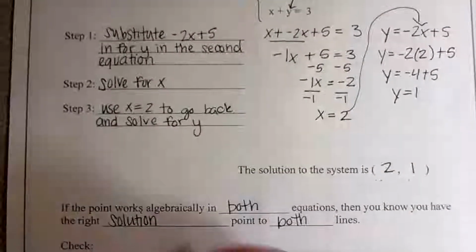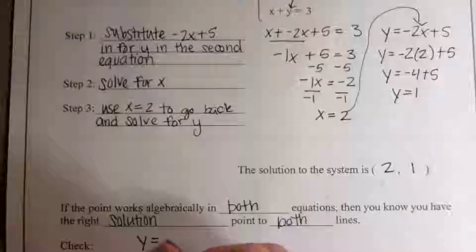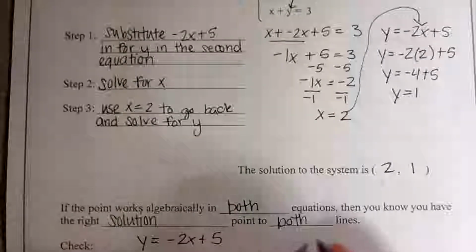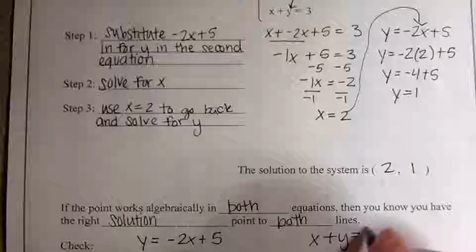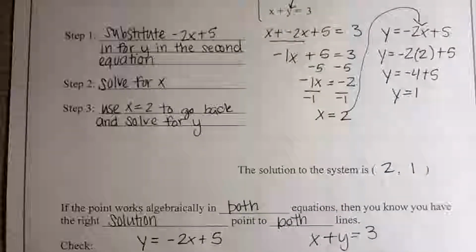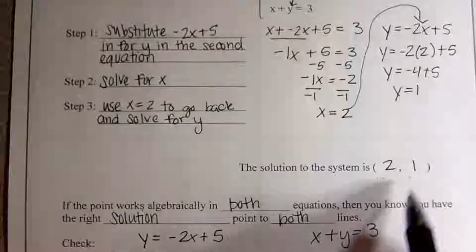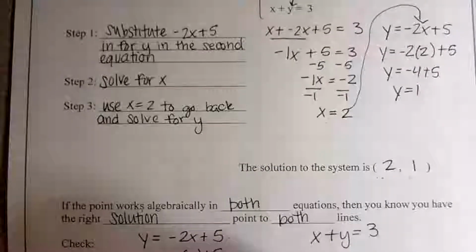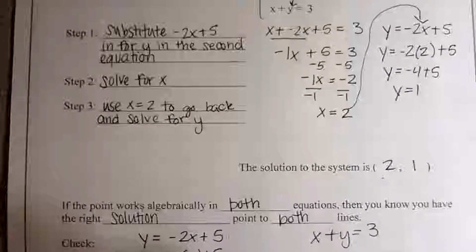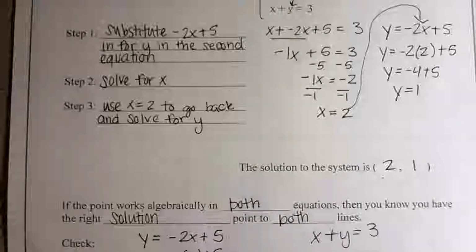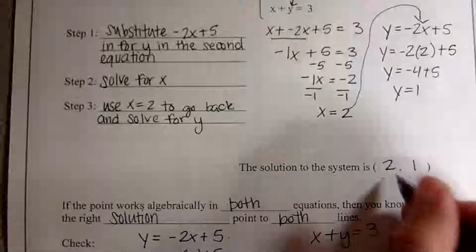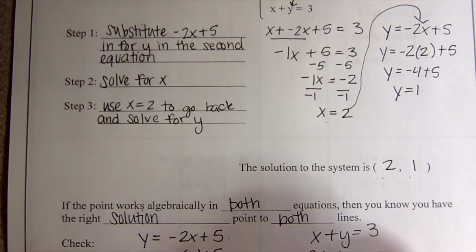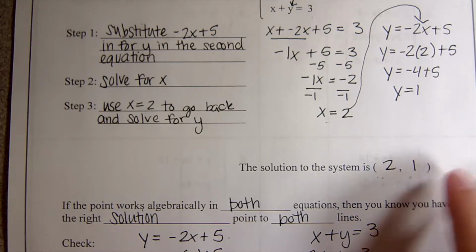Just like when we were graphing it, we said we should be able to plug in our solution into both of these equations and come out with a true statement. So if I try the first one, y equals negative 2x plus 5, I'm going to plug in the 2, 1. So 1 equals negative 2 times 2 plus 5. So 1 equals negative 4 plus 5, which is 1. So 1 equals 1. Yep, that's true. And let's double check the second one. So x is 2. Y was 1. So 3 equals 3. That is also true. So I know that I have the correct answer.